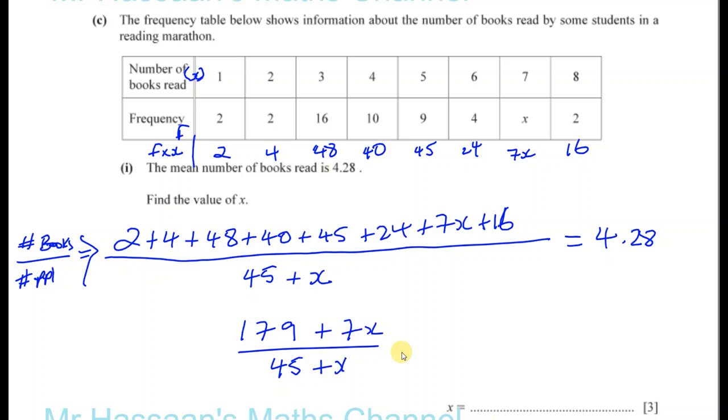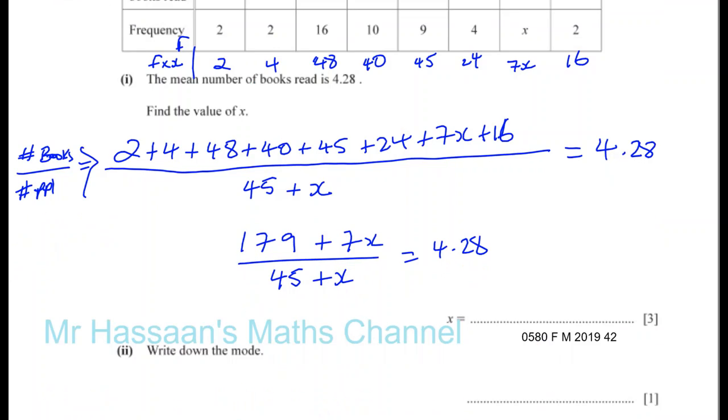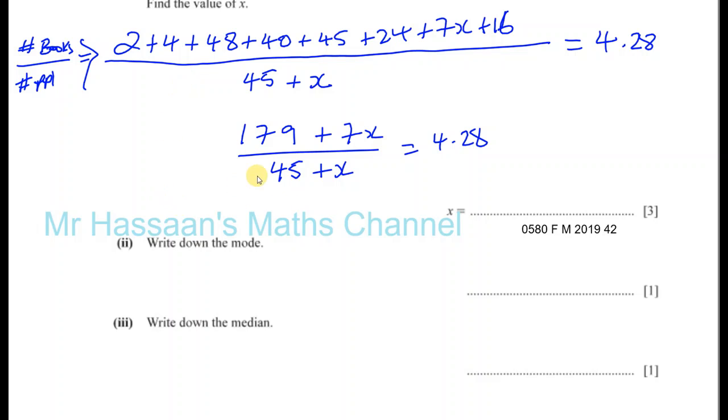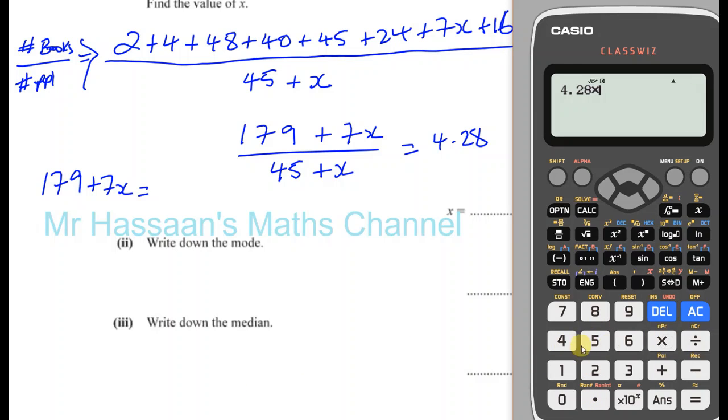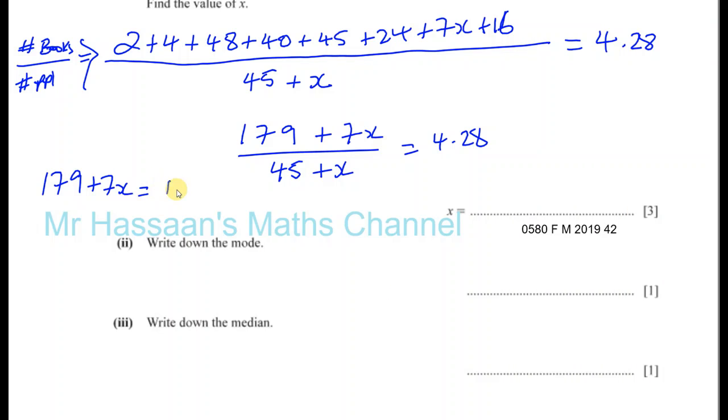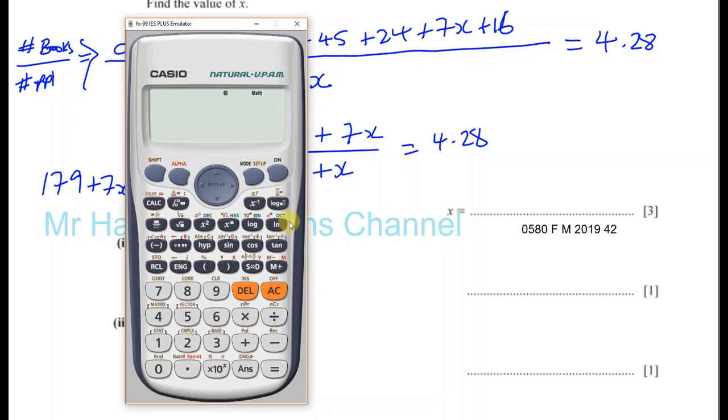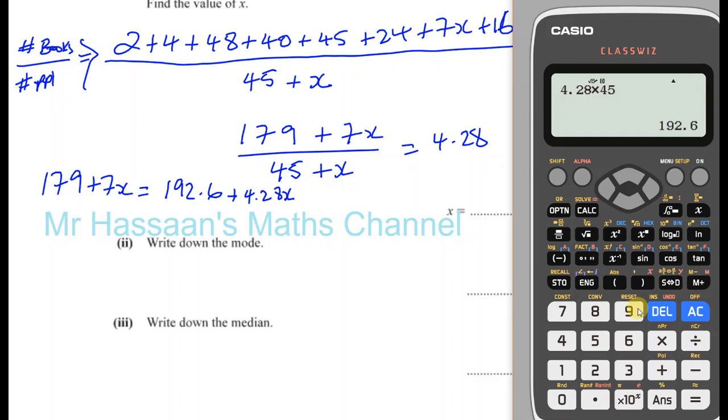Now we've got to solve this equation. So we have to multiply both sides by 45 plus x. So you end up with 179 plus 7x equals 4.28 times 45. So you have 4.28 times 45, and that gives us 192.6, 192.6 plus 4.28x. And now I'm going to bring the x's to one side, so I'll do 7x minus 4.28x. So I have 7 minus 4.28. Oops, supposed to be a 4 here.